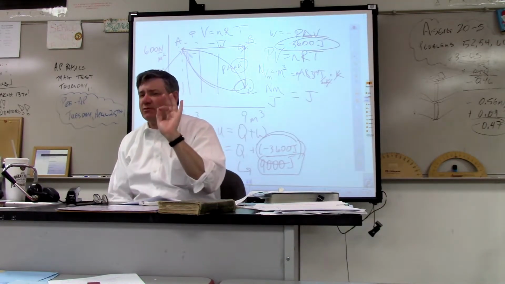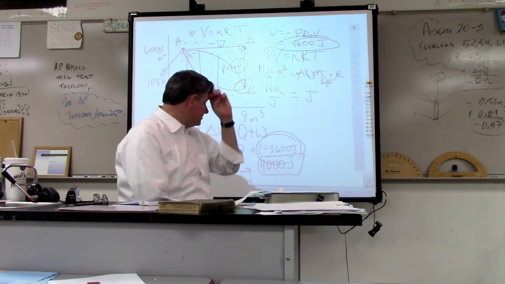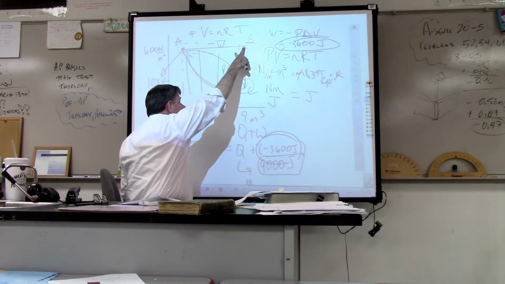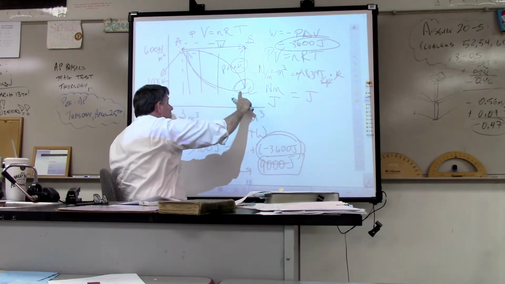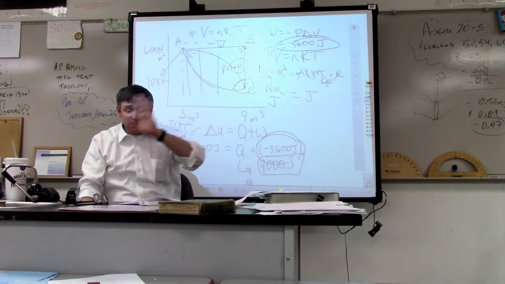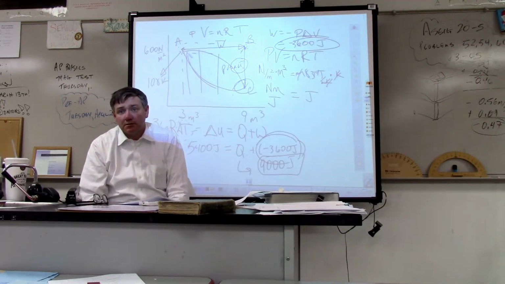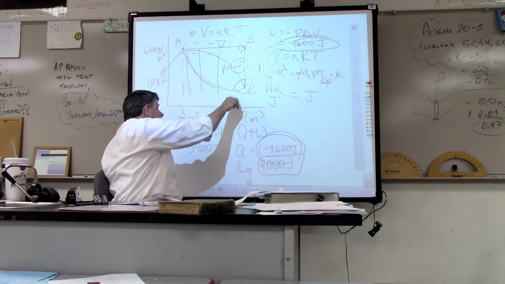I've never seen you actually have to use that on the test. Okay? Just know the concept. But here's the bigger idea. If you were to compare the work in compressing it isobarically versus the work done in compressing it isothermally, just in magnitude alone, which one is going to be more work? Why? Bigger area. You just look at the graph and go, oh, there's a bigger area. Spot on.